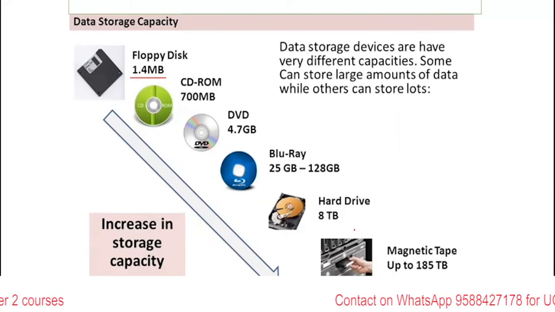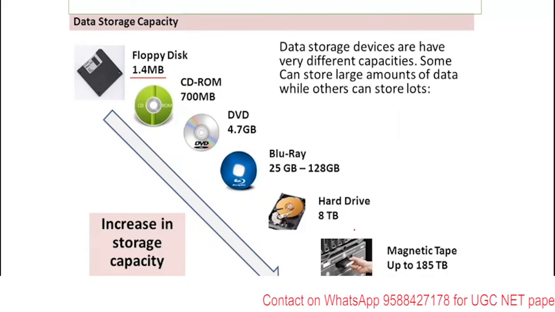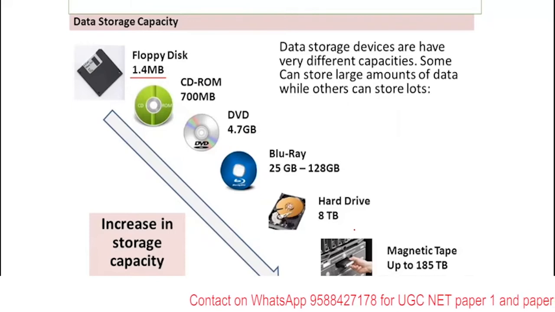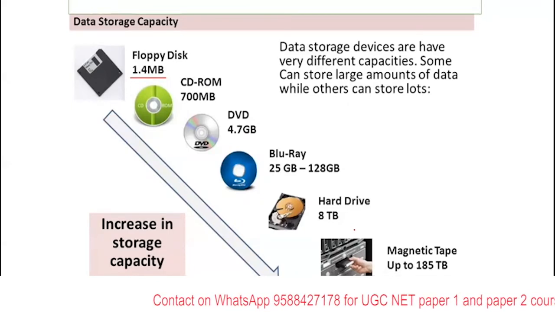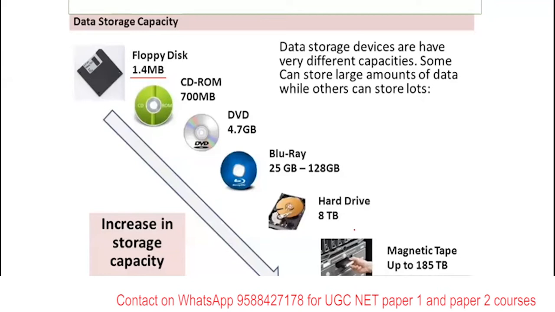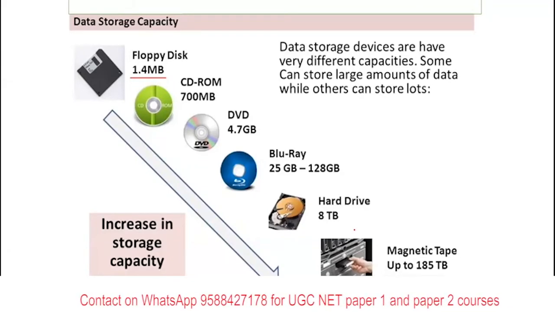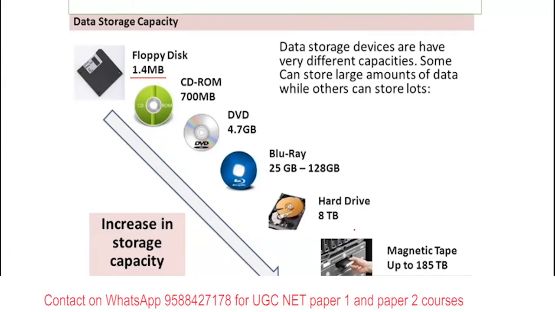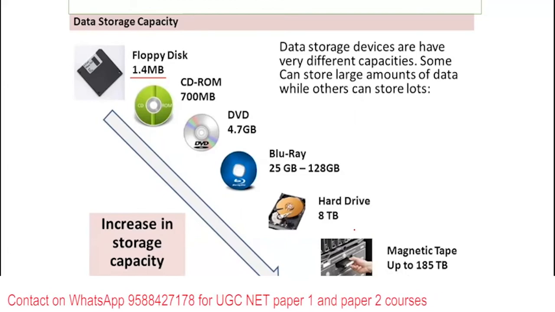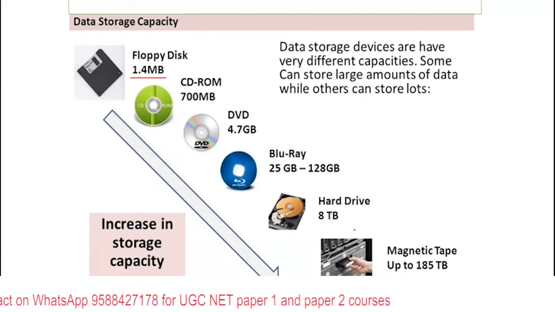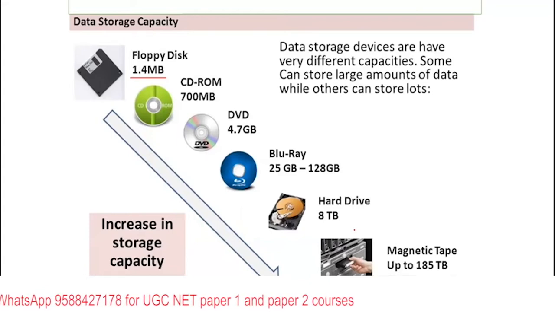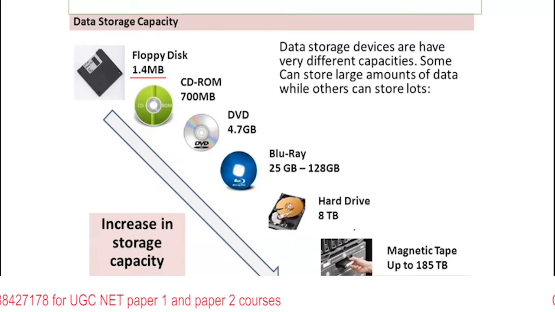So first we have a floppy, that is 1.4 MB, CD-ROM is 700 MB. DVD is 4.7 GB, that is gigabytes. Blu-ray is 25 to 128 gigabytes, whereas hard disks are in terabytes, and magnetic tapes are from one up to 185 terabytes. Okay, so hard drive has an increased capacity. So the data storage devices are very different. They have different capacities, and they have the capacity to store a large amount of data also.